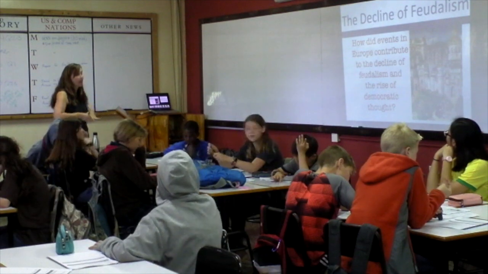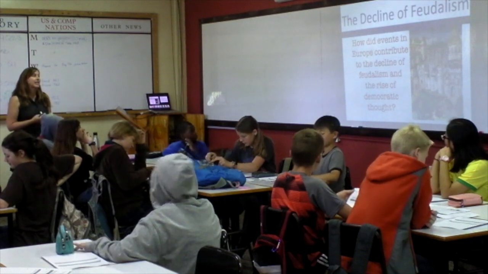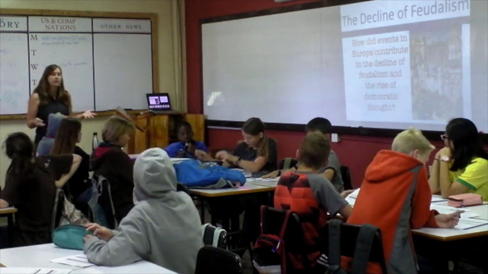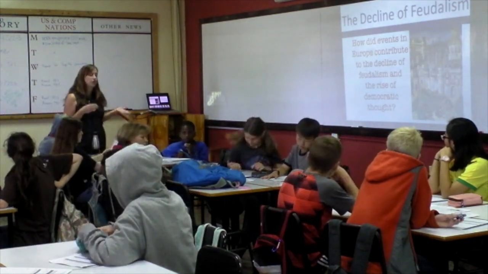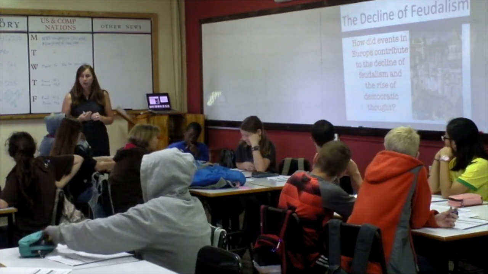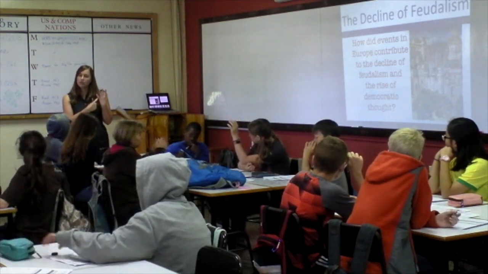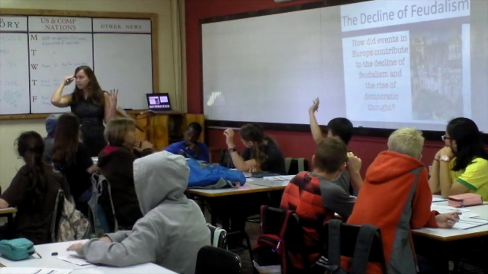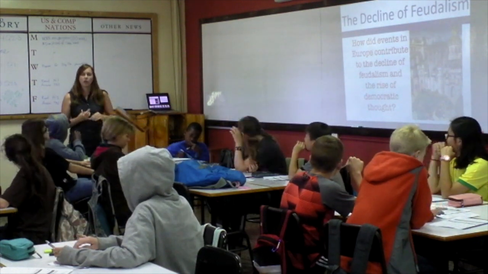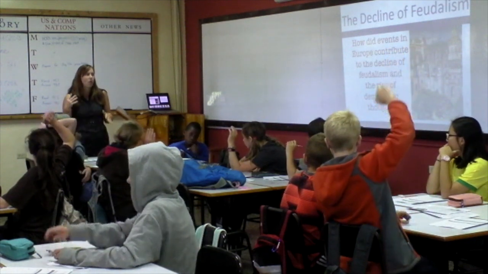So let's take a look at this. On your packet, it says the decline of feudalism. How do events in Europe contribute to the decline of feudalism and the rise of democratic thought? Now, democracy is something that's going to slowly start to be introduced, and one of our events in particular during this time period really introduced the idea of democracy. Does anyone want to take a guess? Out of the 4 we've been looking at, try to think through what those 4 are. I'm not going to say it out loud unless you make your brain do the work. Try to think through the 4 we've been talking about. Which event do you think has the most effect on the rise of something called democratic thought? And we're going to define that word democracy in just a second. What would be your best guess?